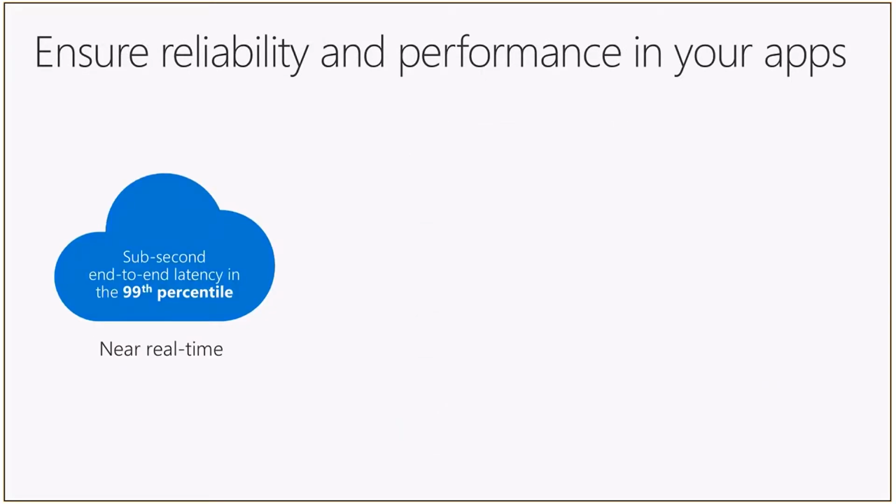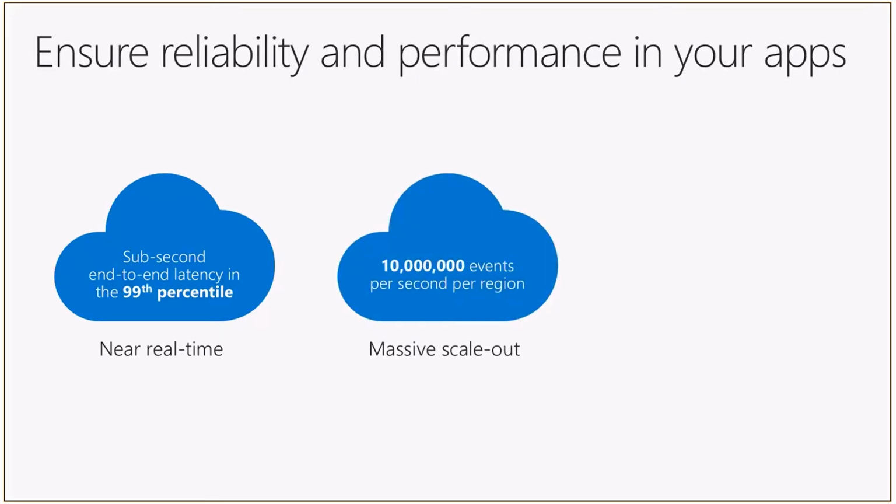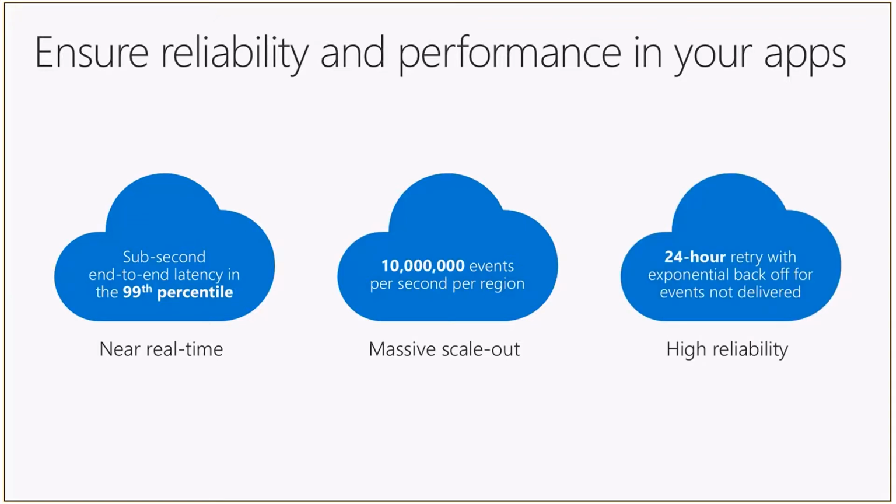So just to give you an idea of what we're aiming for, some of the target performance metrics we are hoping to achieve are sub-second latency in the 99th percentile, the ability to handle 10 million events per second per region, as well as 24-hour retry with exponential backoff for events that are not delivered. And we have plans to enable even more features around those events that are not being delivered to make sure that you always know where your events are.